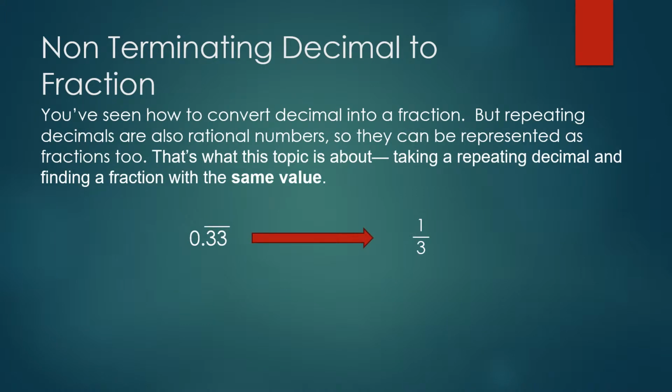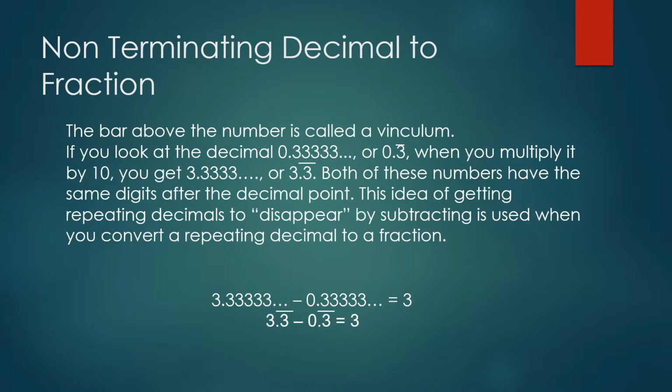0.3 with a vinculum is equal to 1/3. How do we know this? We'll get to that in a second. The bar above the number is called a vinculum. If you look at the decimal 0.333, which goes on forever, or 0.3 repeating, when you multiply it by 10, you get 3.3 repeating. Both numbers have the same digits after the decimal point. The idea is to subtract, so 3.3 minus 0.3 is equal to 3.